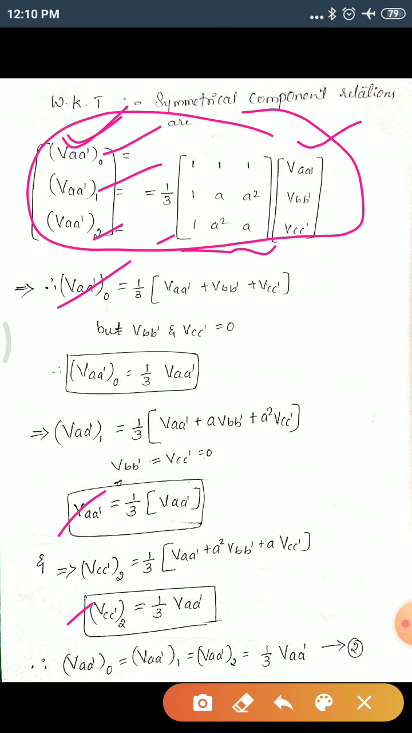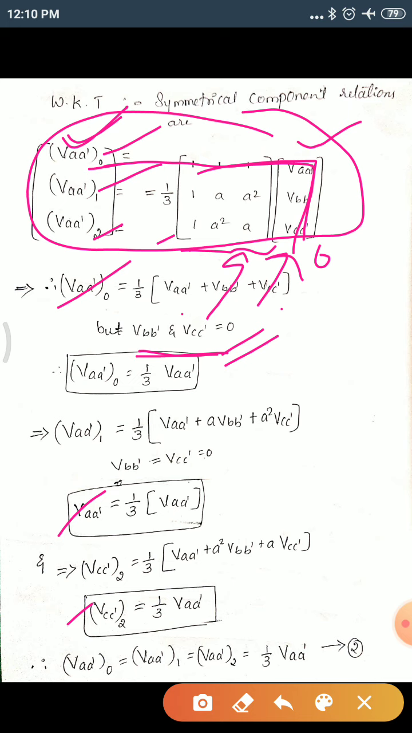Therefore VAA dash of 0 will be equal to 1/3 of, just expanding this, this into this, that is VAA dash plus VBB dash plus VCC dash. But as we know VBB dash and VCC dash are equal to 0, these two values are 0. Therefore the zero sequence component will be equal to 1/3 of VAA dash.